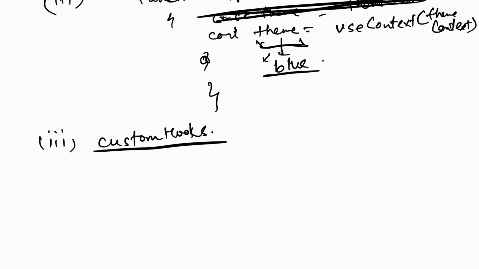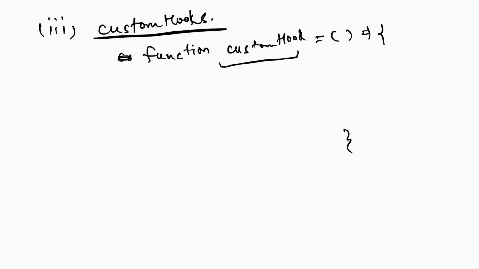What are custom hooks? Custom hooks are basically you can create your own hooks and you can use them in any component. And the custom hooks may have many other hooks inside them. So let's see a simple example. So suppose we want to create a hook manage counter. Okay, manage counter. We want to create this hook.